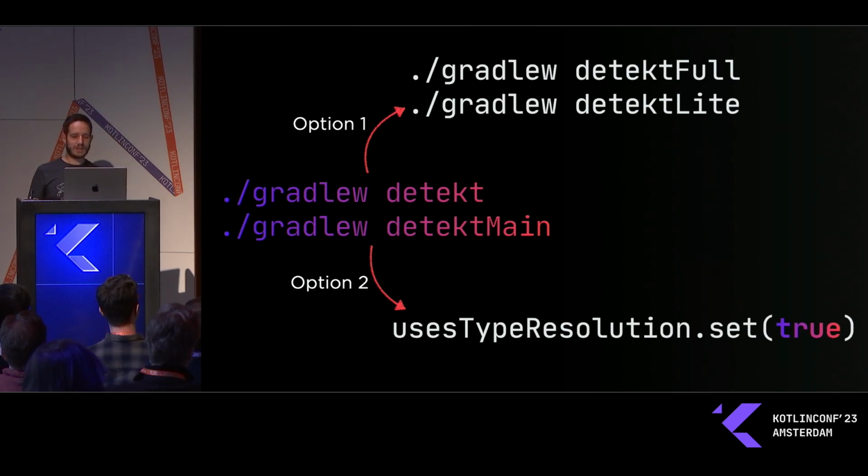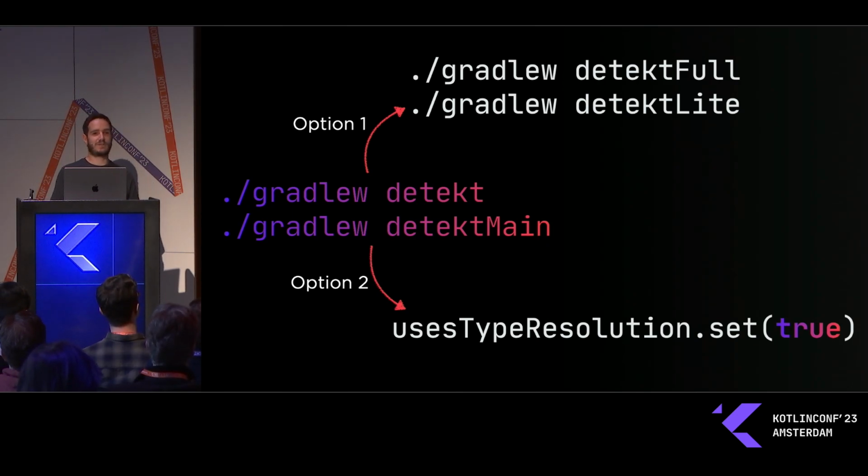The interesting thing here is that in 2.0, type resolution will be on by default. Today, this is not the case. When you enable the Gradle plugin, we register detekt task as a dependency of check, which is a dependency of build, which means that by default, you will be running without type resolution. 2.0 will change this. So this is a behavioral change.